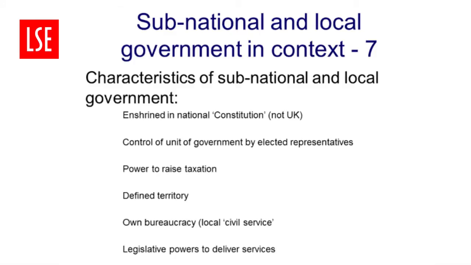So, characteristics of subnational and local government. Often, the subnational and local elements of a system of government are enshrined in a written constitution. If you look at most written constitutions, they will allow for federal and or local government levels built into and given protection by that constitution. As we've heard in previous weeks, there is no written constitution in the United Kingdom, and consequently our subnational and local government is not enshrined within a constitution.